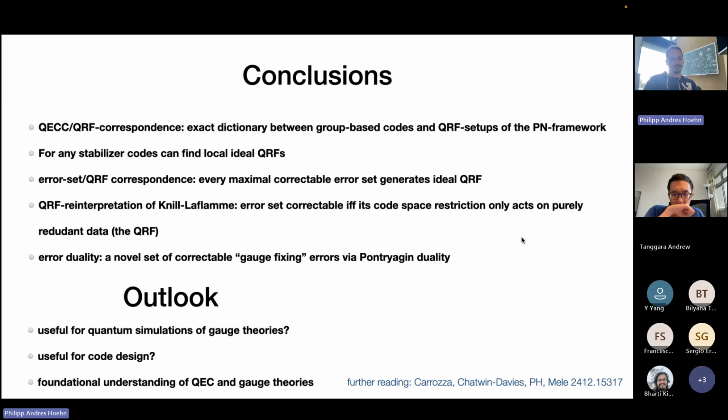And then more generally, it could also give us new foundational insights into quantum error correction and gauge theories, like this error sets, quantum reference frame correspondence, and this reinterpretation of Knill-Laflamme. Also in gauge theories, can we learn something new about, for instance, the distribution of gauge invariant quantum information in space-time as really defining a quantum code or something like this? These are the kinds of things that we're further exploring. So yeah, sorry for going a bit over time, and thanks a lot for your attention.